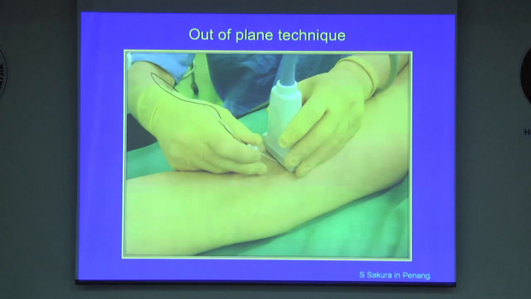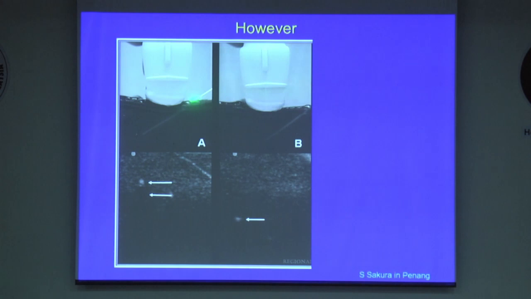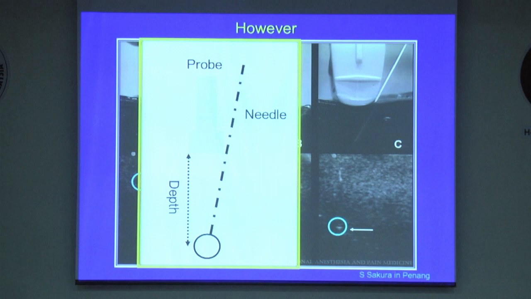The other technique, out-of-plane technique, also has its share of problems. Because you insert the needle perpendicular to the ultrasound beam, the needle is usually seen as a small hyperechoic dot on the screen. However, if you insert a needle like this, it is relatively easy to confuse the shaft for the tip, because both are echogenic dots. So instead, I recommend that you insert a needle at a steeper angle, closer to the transducer, so that you can reduce the length of needle shaft that can be imaged here, and make the error less likely.